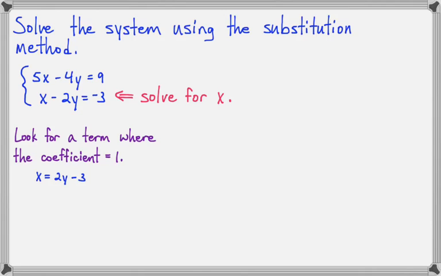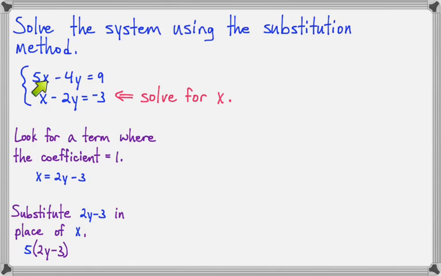So if I take the negative 2y and add it to both sides, then I'll have x equals 2y minus 3. Now I have an expression that I can substitute for x. So I go to the other equation and substitute 2y minus 3 in the place of x. So it used to say 5x, now it says 5 times (2y minus 3), then minus 4y equals 9.